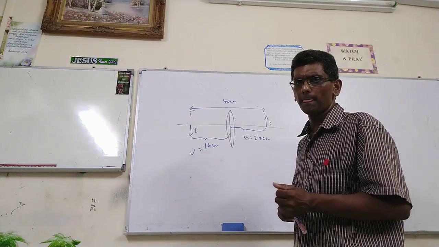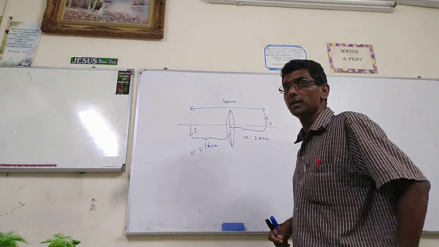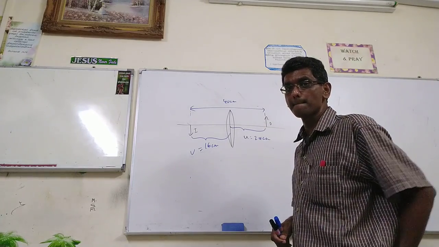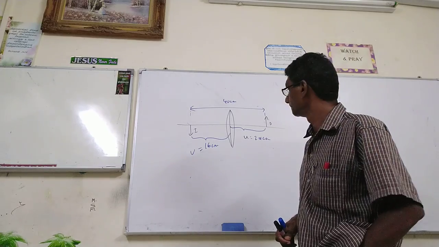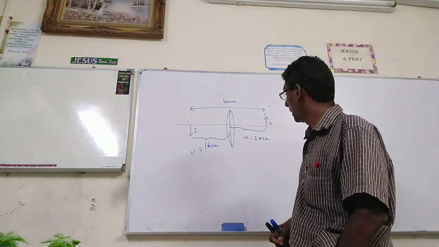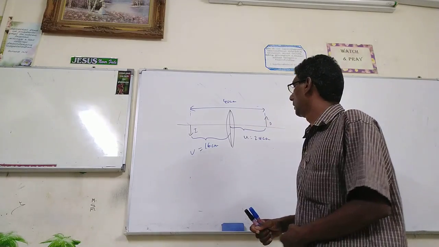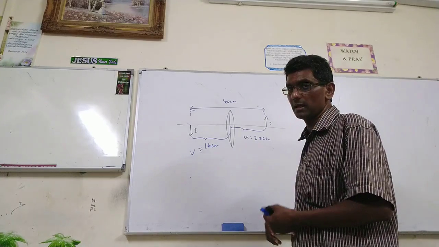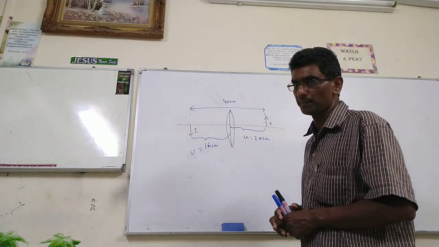Okay? The object distance is 24 cm, and the image distance is 60 cm. Object distance 24 cm, image distance 60 cm.